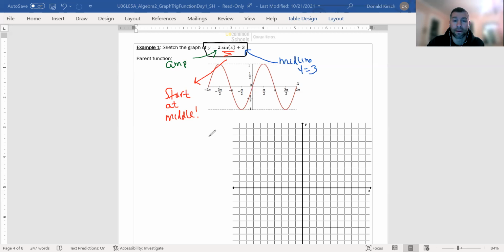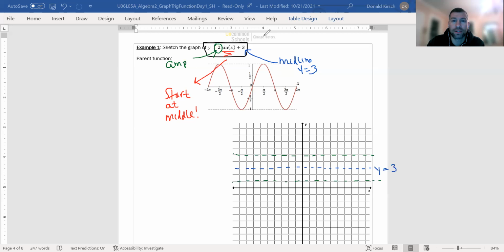And so let's actually see what we get here. And so when we graph this, our midline, I already said, is going to be at 3. So the first thing I'm going to do is I'm going to come and put a dotted line on whatever my graph is at y equals 3. That's going to mark the middle of my graph. From there, I'm going to use my amplitude, and I'm going to actually count up and down 2 units. And so this is going to be how much my graph goes up and goes down from the middle. So we can already see that our graph has been shifted and stretched. Instead of going up just 1, it's going up 2 from that middle.